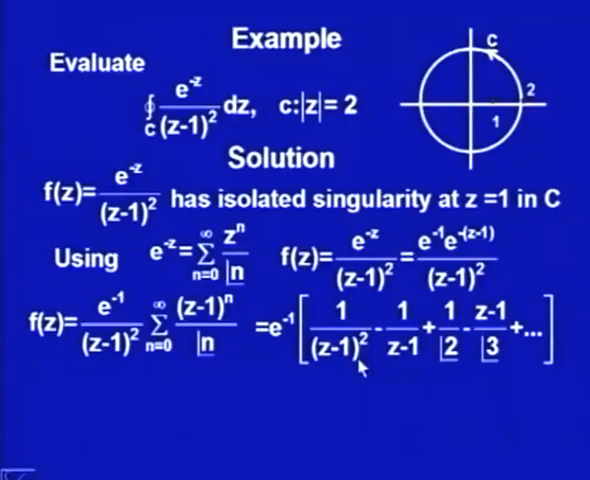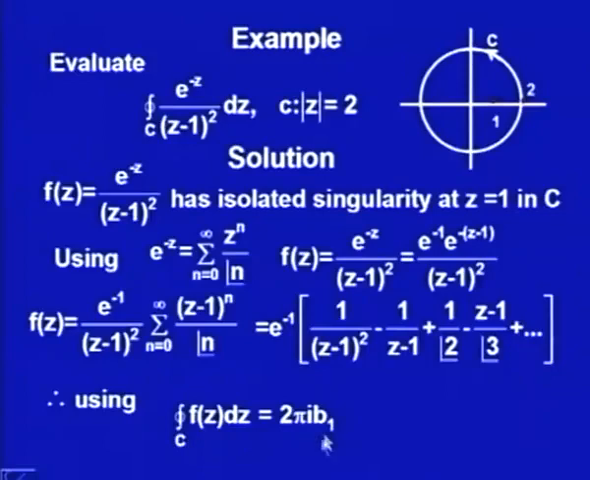And so, as I said, this has a pole of order 2 at z equal to 1. Now, what is the residue B1? The residue is the coefficient of 1 upon (z minus z naught). The coefficient of 1 upon (z minus 1) is here minus 1, and of course, this e to the power minus 1. So, minus e to the power minus 1. So, this residue B1 is minus e to the power minus 1.